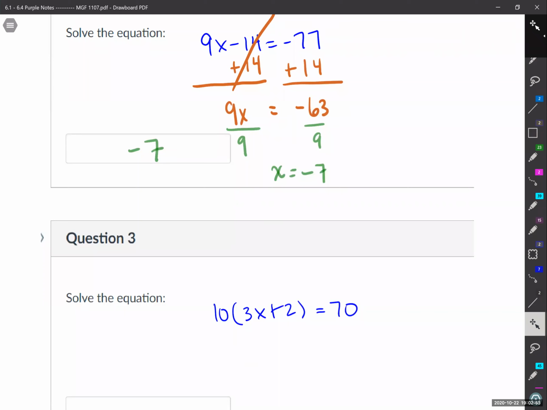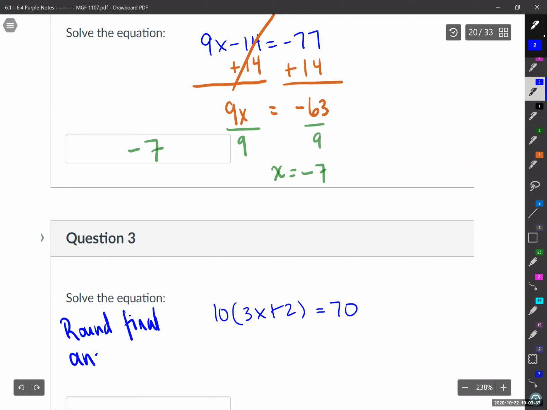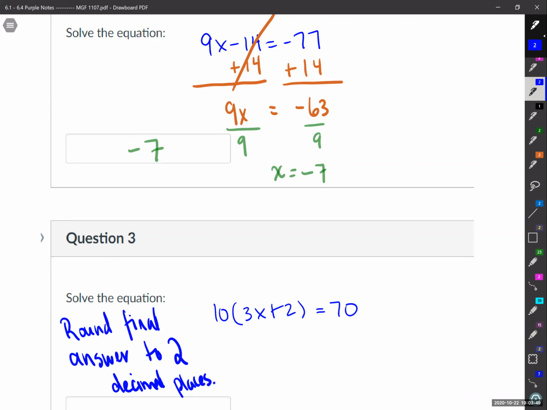Let's take a moment to attempt the next one. And here I'm going to say let's round our final answer to 2 decimal places. Perfect, Kimberly.